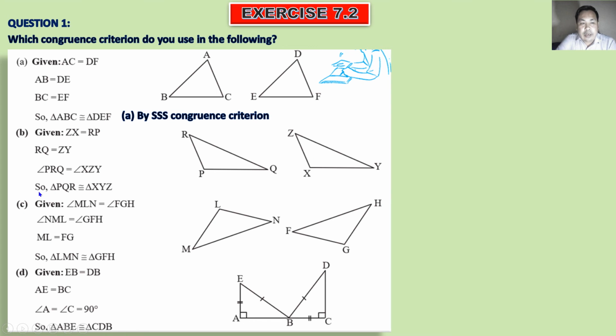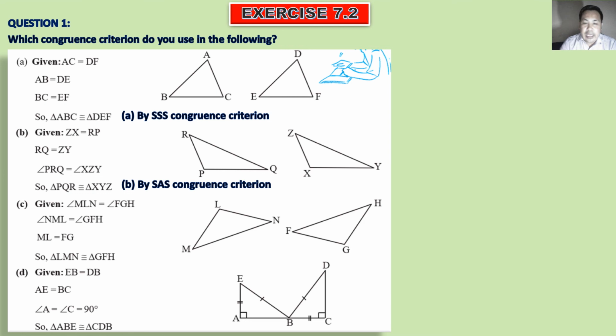Here it is already given that triangle PQR is congruent to triangle XYZ. So by which criterion can we say that they are congruent? Yes, it is by SAS congruency criterion, meaning side angle side. Okay, next number C. In number C we have two triangles given, triangle LMN and triangle GFH.